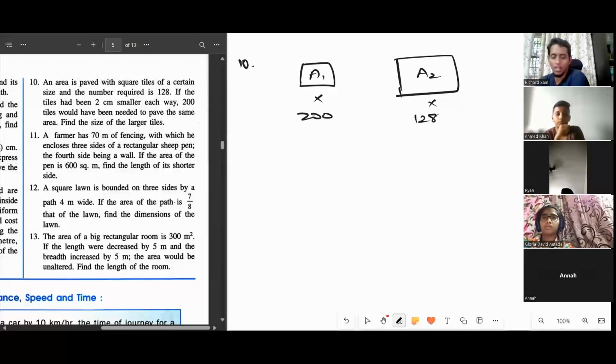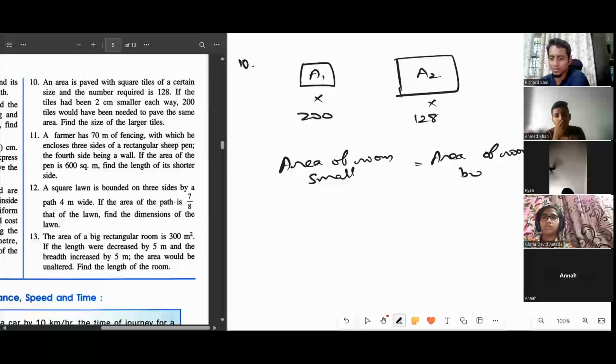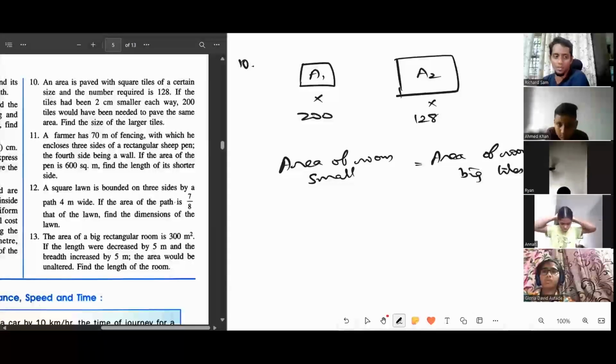Same room. Okay. So area of room with small tiles is equal to area of room with big tiles. This is the equation that you're making. Now we need to use x somewhere. Where should we use x?